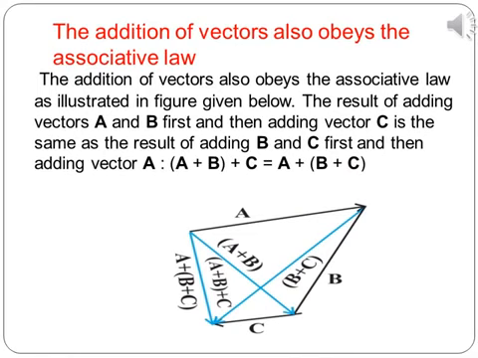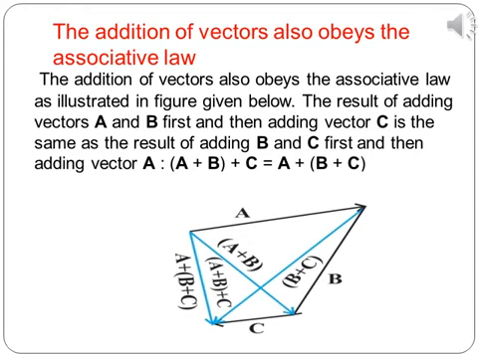And second property of vector addition is that it also obeys the associative law. The addition of vectors obeys the associative law as illustrated in given figure. The result of adding the two vectors A and B first and then adding the third vector C is the same as the result of adding the two vectors B and C first and then adding the third vector A.